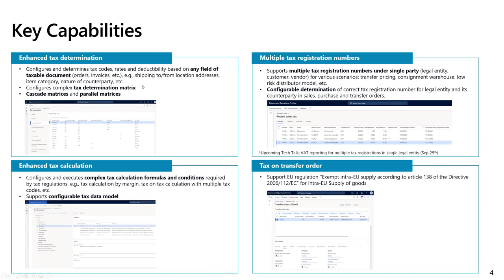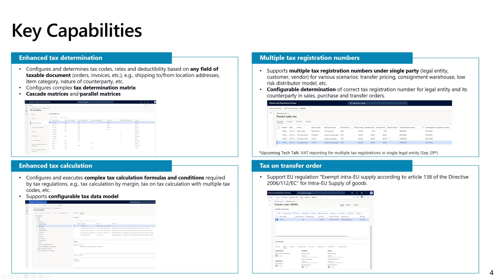For example, in Europe, one legal entity may have multiple VAT registrations in different countries. So even when they ship goods to the same customer at the same address, if they ship the goods from country A, then the tax rate and tax code in country A should be applied. If they ship goods from country B, then the tax code and tax rate of country B should be applied. So this requirement cannot be met in the existing tax engine. But within tax service, it's very easy.